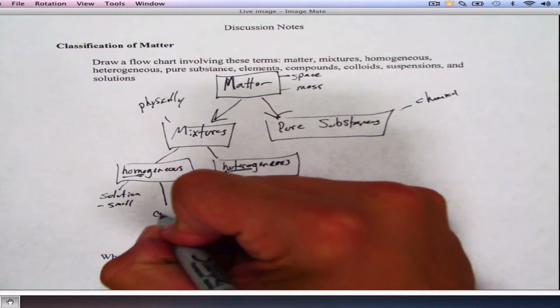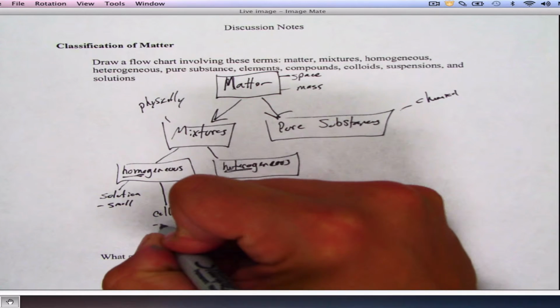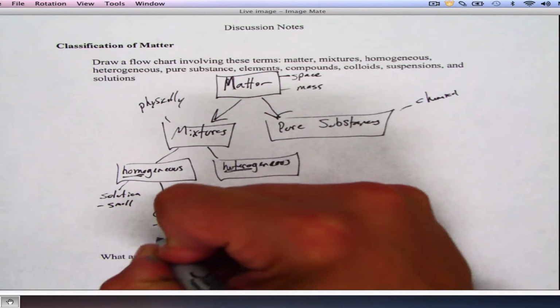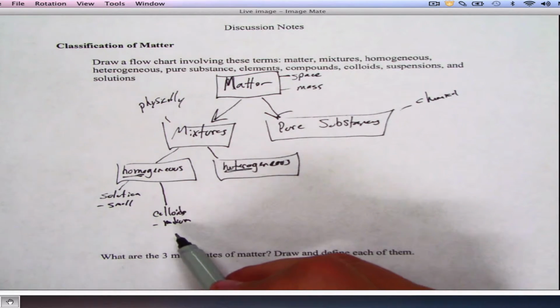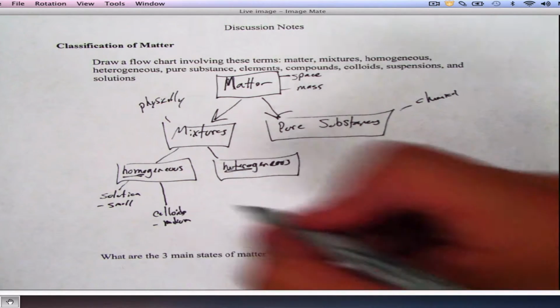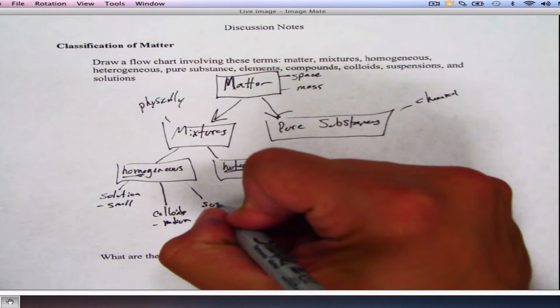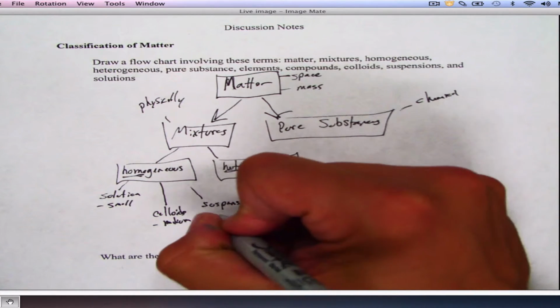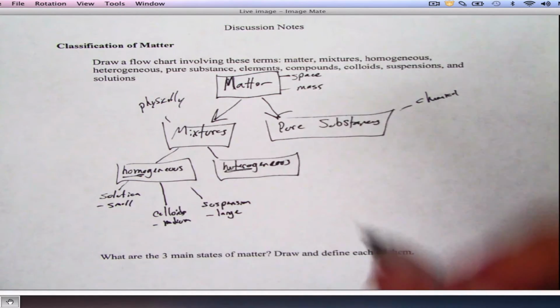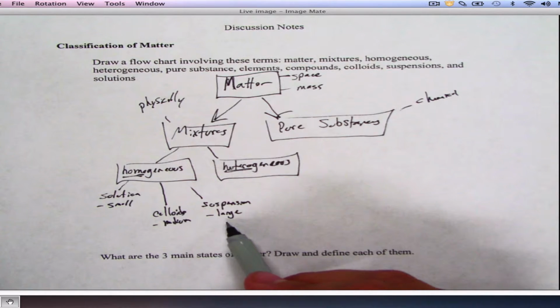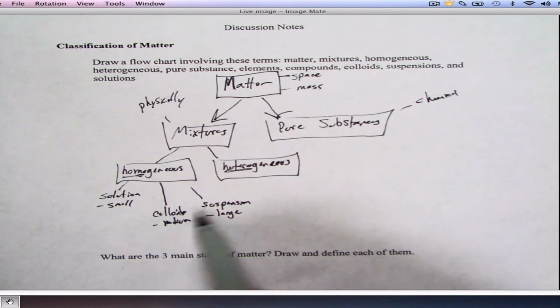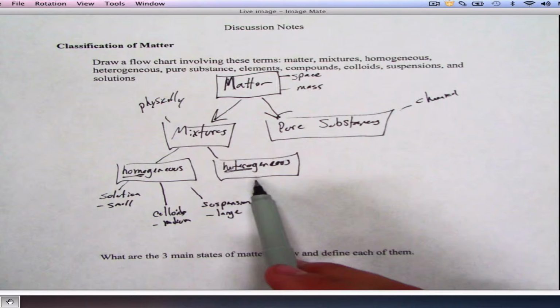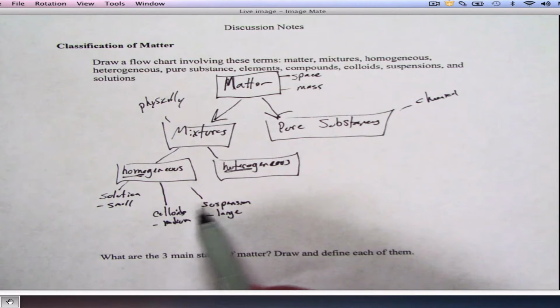Then you have colloids, which have medium-sized particles. An example of a colloid would be mayo, ketchup, or mustard. You can kind of see the particles a little bit. And then a suspension would be the third one. These have large particles, like orange juice with pulp, or river water that settles out. Milk is actually a suspension too. Sometimes colloids and suspensions can fall into the heterogeneous mixture, so there's kind of a gray area, but for our purposes, they fall under homogeneous.